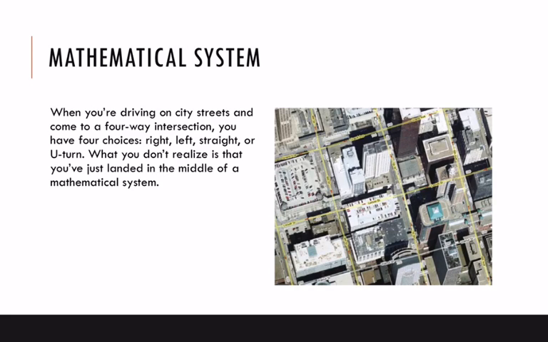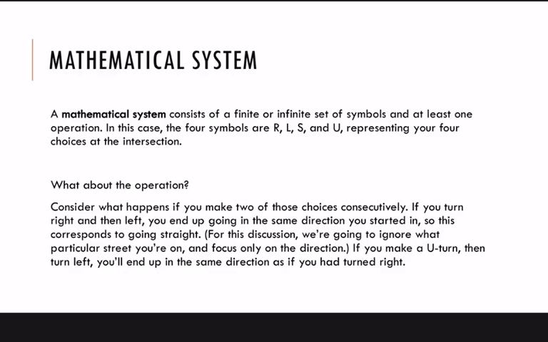Alright, a mathematical system. When you're driving on city streets and you come to a four-way intersection, you have four choices: right, left, straight, or U-turn. What you don't realize is that you've just landed in the middle of a mathematical system. A mathematical system is a finite or infinite set of symbols and at least one operation.